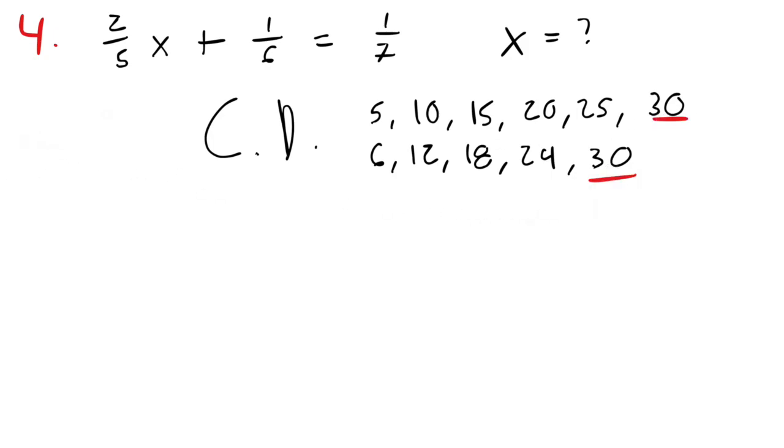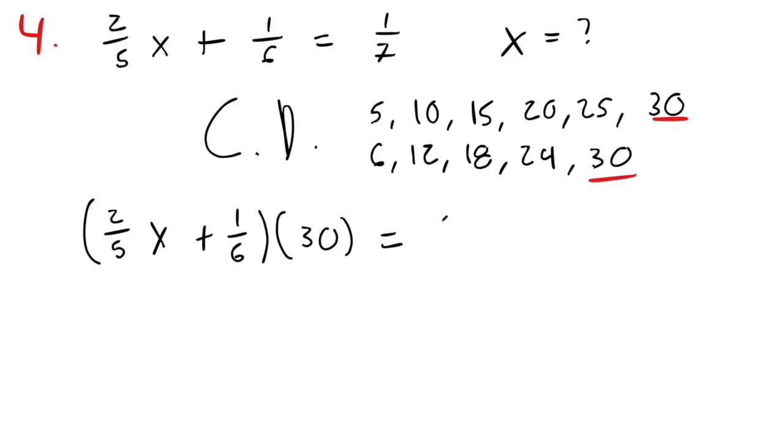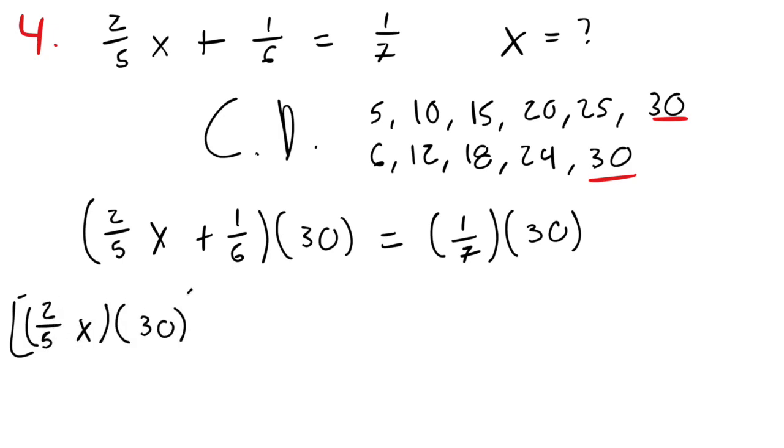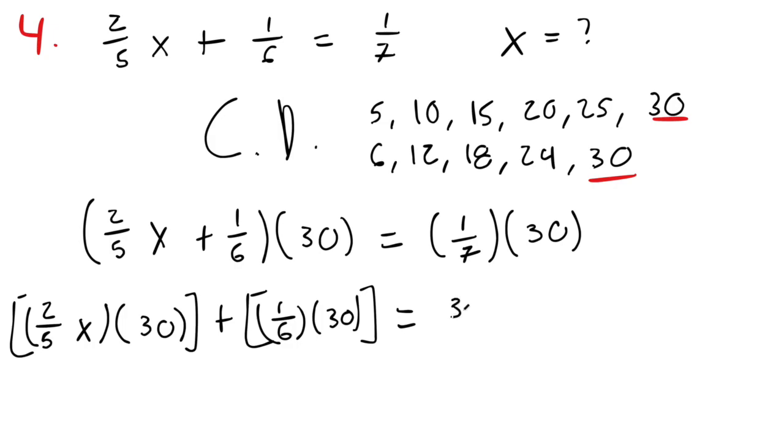Now what shall we do? Well, let's multiply all of our fractions by 30. 2 over 5x plus 1 over 6 by 30. And the same applies to the other side of the equivalence. 1 over 7 times 30. Alright, we must distribute it a little bit better. 30 will be at the end of each fraction, but remember the positive sign between those, alright? That can't be eliminated. Which will be equal to 1 over 7 times 30, giving us 30 over 7.